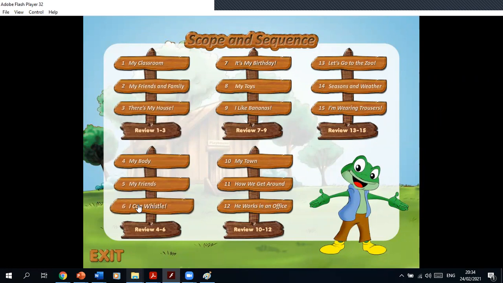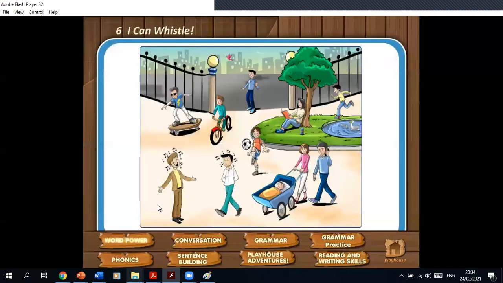Let's go back to our lesson for today. Unit six, I can whistle. The T here is silent. What do we see in this picture? We can see here a park, right? Let's open our student book, page 44, to make a brief summary, normal reading, for the word power.